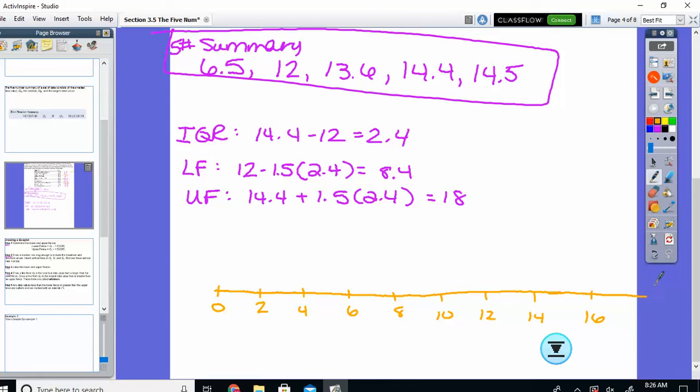Okay, the actual box itself deals with these middle 3 numbers. It starts at your first quartile, so my box will start at 12. It'll end at my upper quartile, so 14.4. And you draw the line for the median, or the second quartile, in the middle, so 13.6.